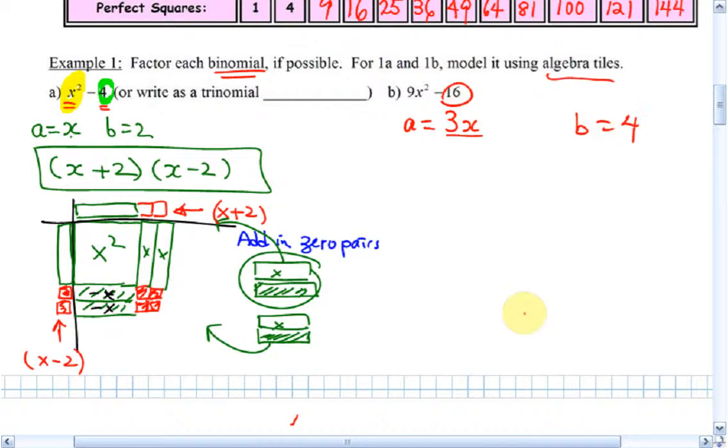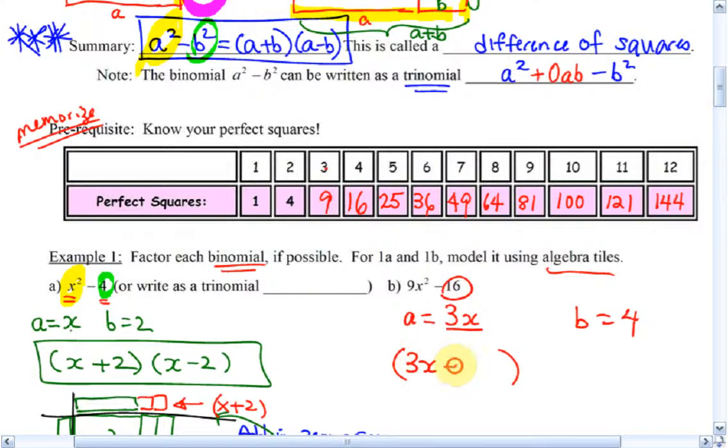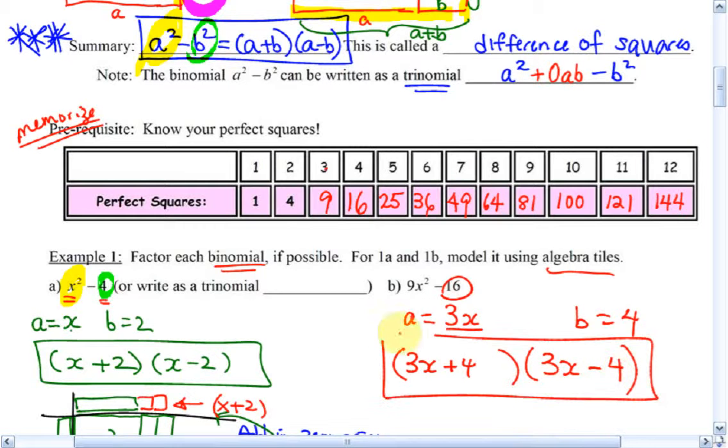Okay, now don't worry about the negative, okay? Because we know this is a difference of squares. I'm just focusing on the actual number. If you found out a and you found out b, the rest is pretty easy. Just use the formula. A plus b, 3x plus 4, and then 3x minus 4. Done. Okay, if you drew out the pictures, you would have found this same thing. 3x plus 4, 3x minus 4.